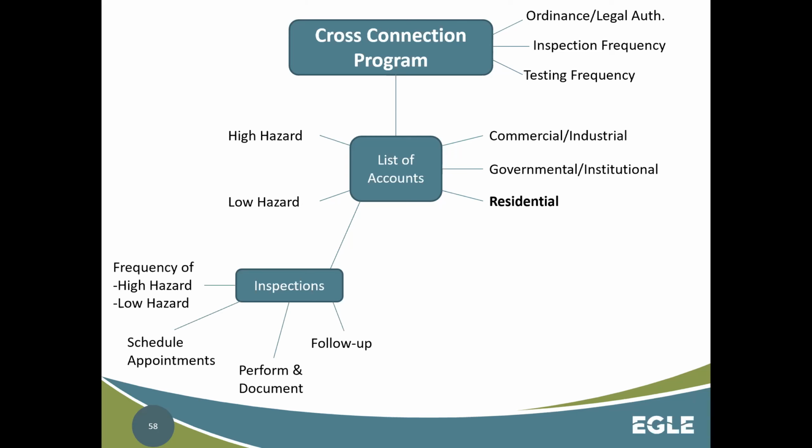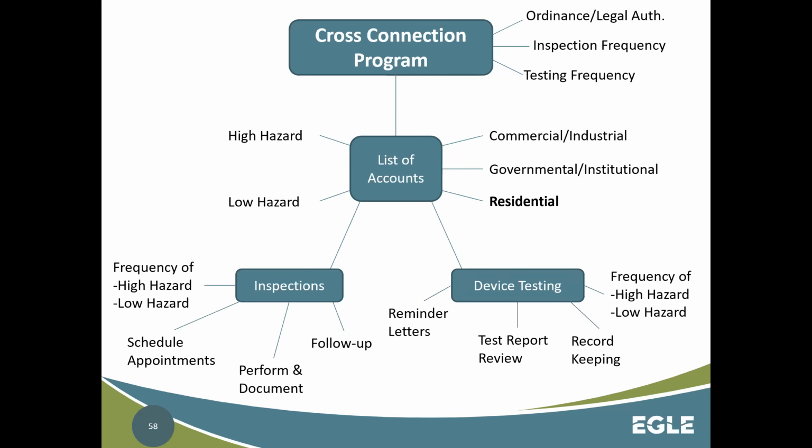There's inspections. Inspections depend upon frequency, as in if it's high hazard, low hazard, scheduling appointments, perform and document, and then follow up. All right. And what the follow up is, is to make sure that if something's been tested and it's bad, it's been repaired. And then there's device testing, reminder letters, record keeping. You have to keep these for so long. And then there's the test report review. Okay. Record keeping is key on this because this can and will be checked during sanitary surveys by your district engineers. Bob can give you more information on that.